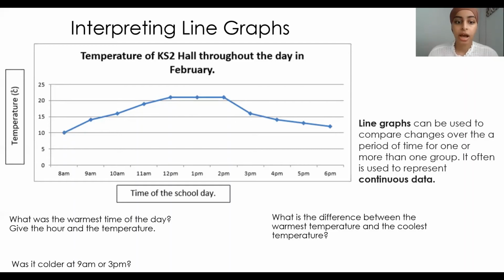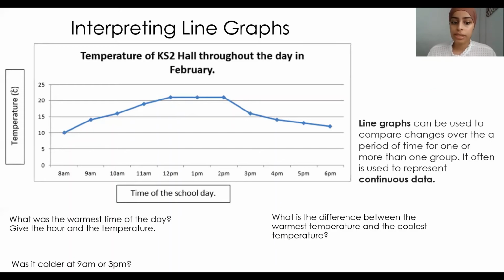So over a day. Our x-axis at the bottom is labelled time of the school day, and it starts at 8 p.m. and it looks like it's going up in hours. So from 8 p.m. to 9 p.m. to 10 p.m. to 8 a.m. to 9 a.m. to 10 a.m. to 11 a.m. to 12 p.m. and so on until we get to 6 p.m. Okay, our y-axis is labelled temperature in degrees Celsius, and looking at the scale, it seems to be going up in 5s. Okay. So let's have a look at the first question together.